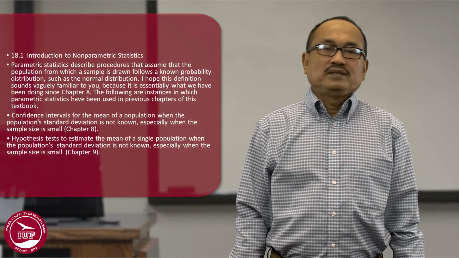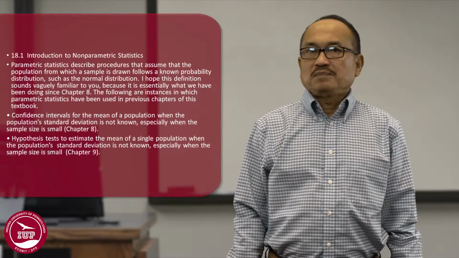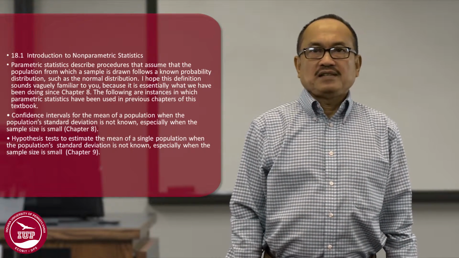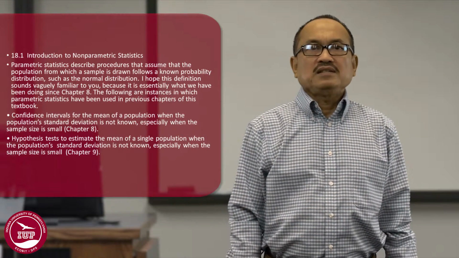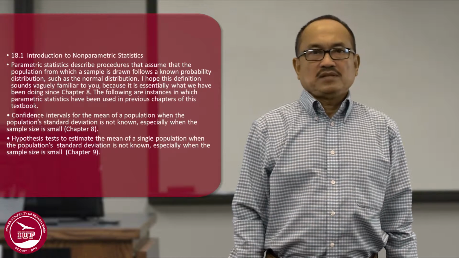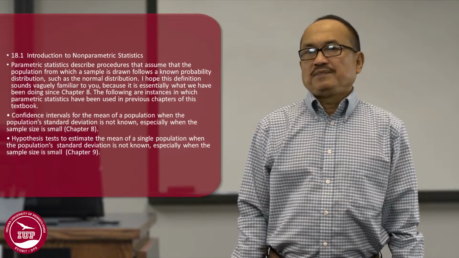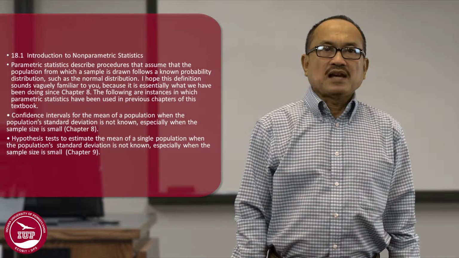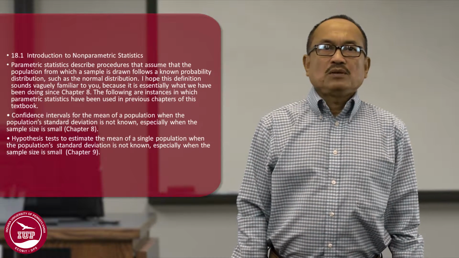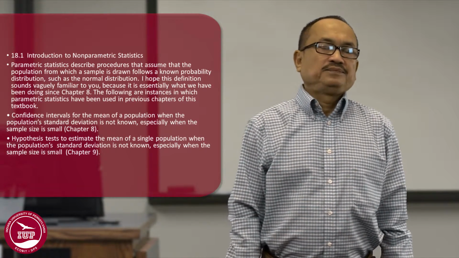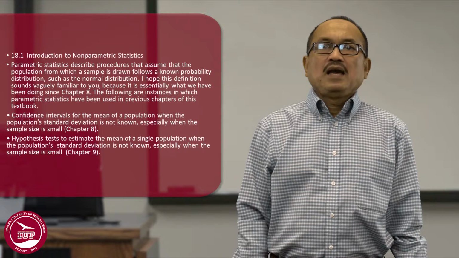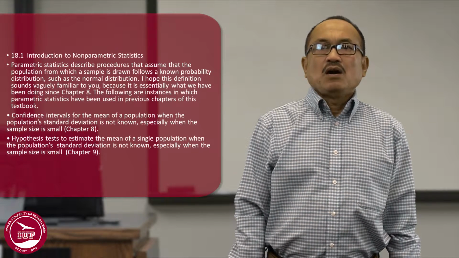Chapter 18.1 Introduction to Non-Parametric Statistics. Parametric statistics describe procedures that assume that the population from which a sample is drawn follows a known probability distribution, such as the normal distribution. I hope this definition sounds vaguely familiar to you because it is essentially what we have been doing since Chapter 8. The following are instances in which parametric statistics have been used in previous chapters of this textbook.